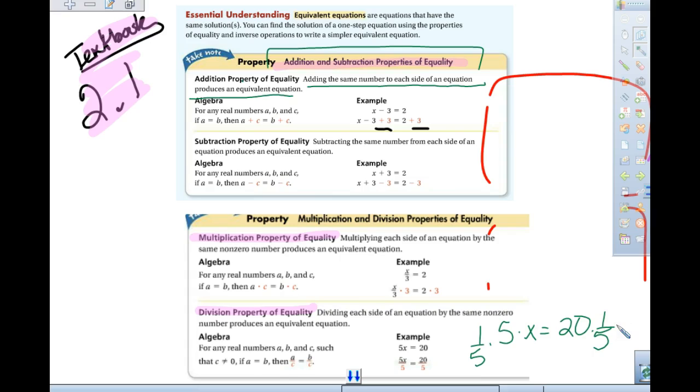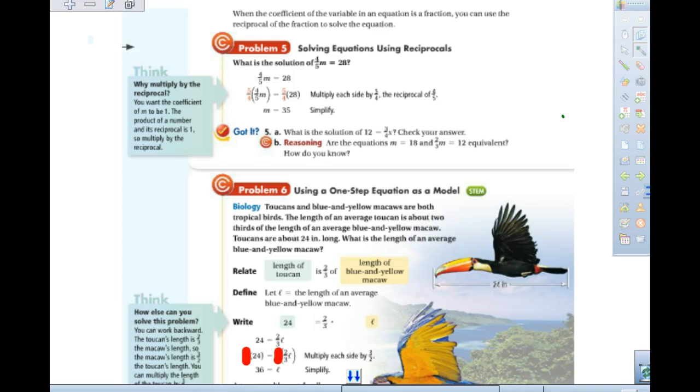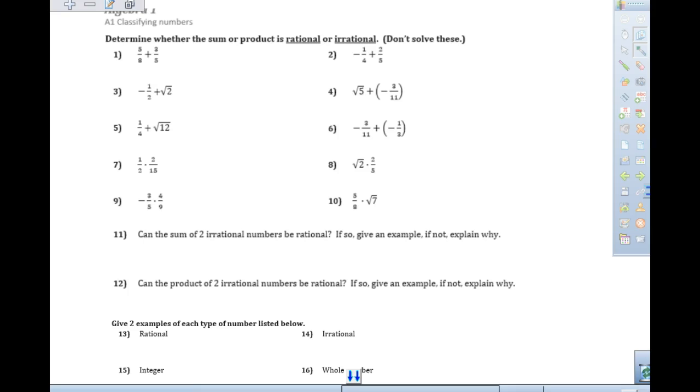So these two properties, addition, subtraction, multiplication, division. Where are they in your notebooks? 2.1. If you wanted to look in your textbook, it's section 2.1. And you are going to find that we're jumping around a little at the beginning. We're not going to look at solving these, but you can solve problems with reciprocals. And again, I'll have these notes up. If you have 4/5 times n equals 28, you'd multiply on both sides by 5/4, and we would put down multiplication property of equality.